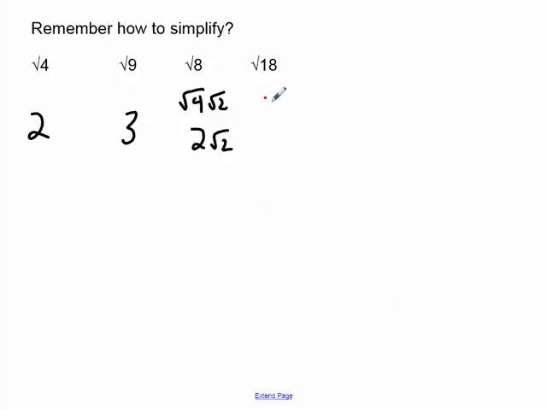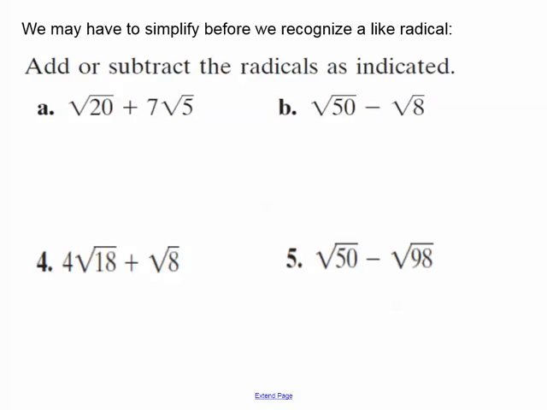Square root of 18, we rewrite as a perfect square times something else. 18 is 9 times 2. 9 is a perfect square. Square root of 9 gets its own house. Square root of 2 gets its own house. We've got 3 square root of 2. These guys, as they're written up here, could not be added up. But as they're rewritten down here, these are like radicals. So the red and this black square root of 2 could be added or subtracted. And that's the whole idea of this section, to rewrite in terms of a perfect square before we can add or subtract.